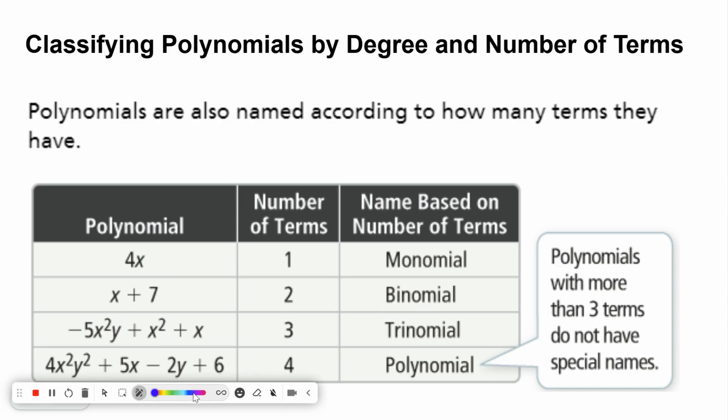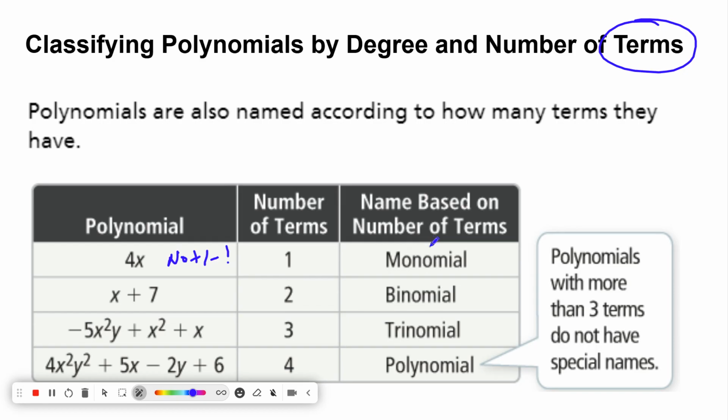Okay, we can also name these by the number of terms. So we're going to talk about the number of terms here. When we look at terms, we're looking for how many things are separated by plus or minus signs. If you notice this 4x, there are no plus or minus signs. Therefore, this is a monomial.